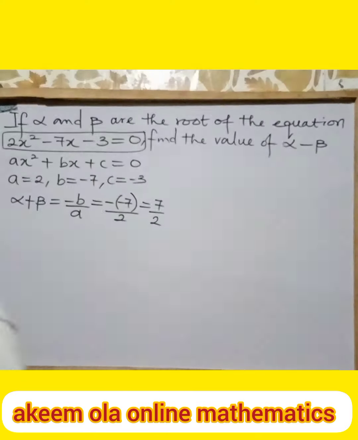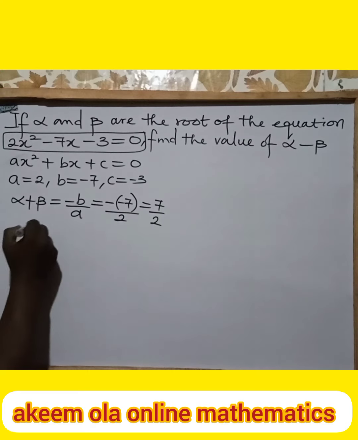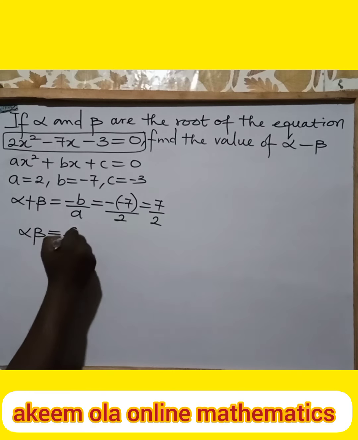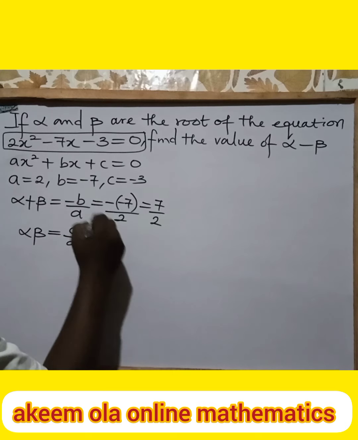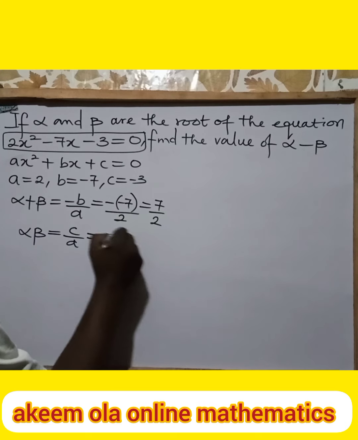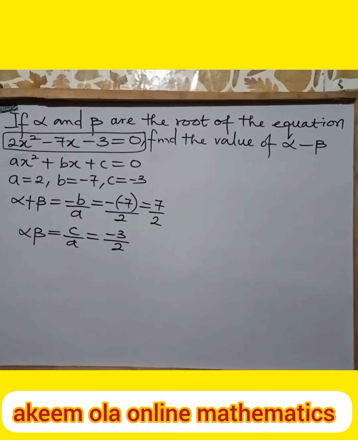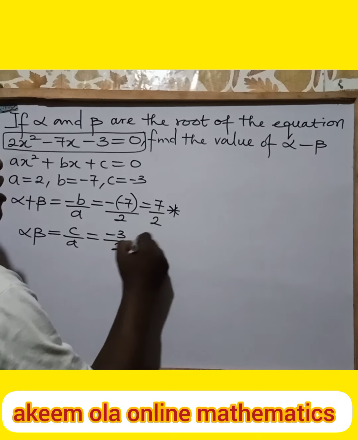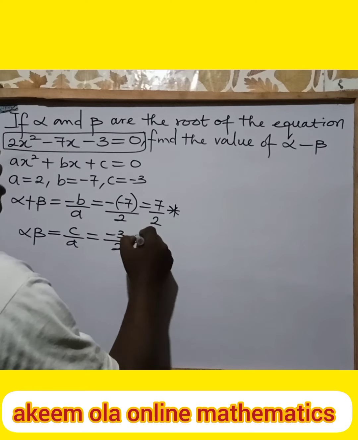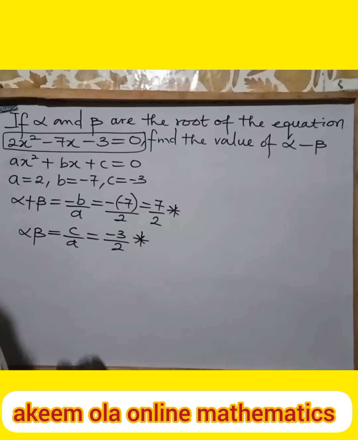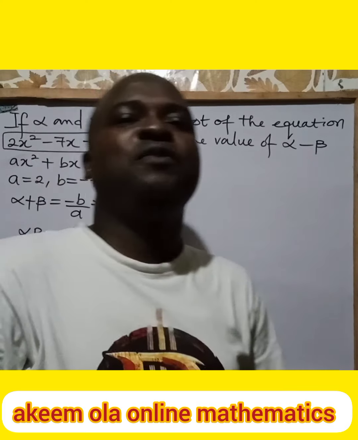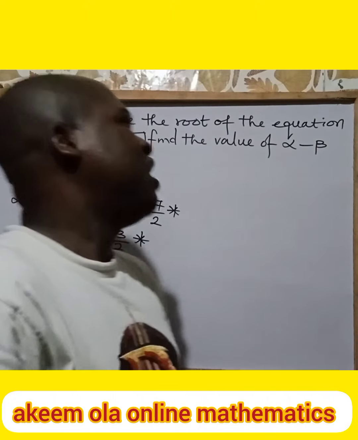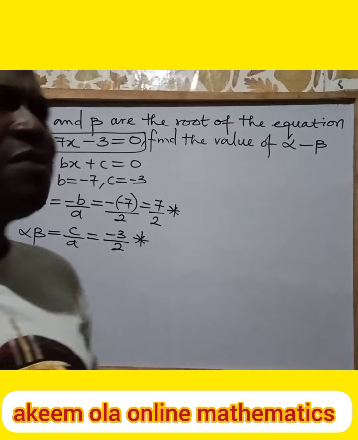So the next thing we consider is the product of roots, alpha beta. Alpha beta is always c all over a, and that will give us minus 3 all over a, which is 2. Now, we have gotten the value for the sum of roots, and we have also gotten the value of the product of roots. Then we can now consider alpha minus beta.